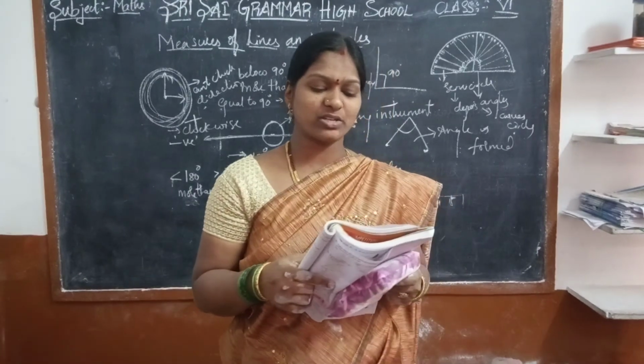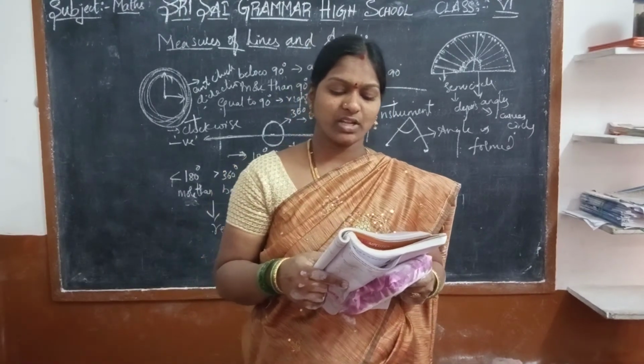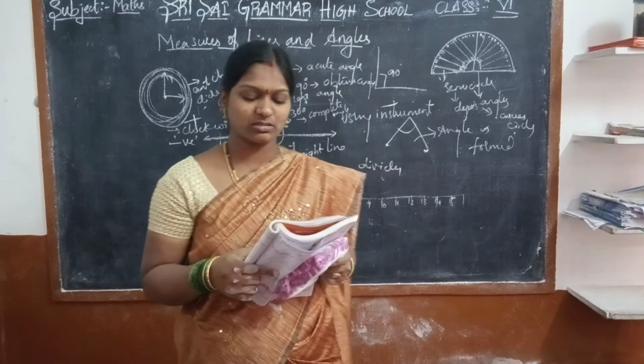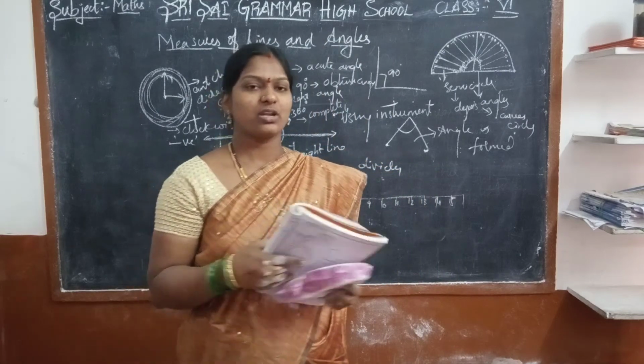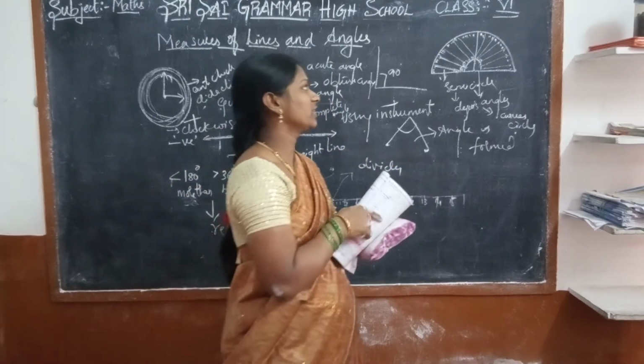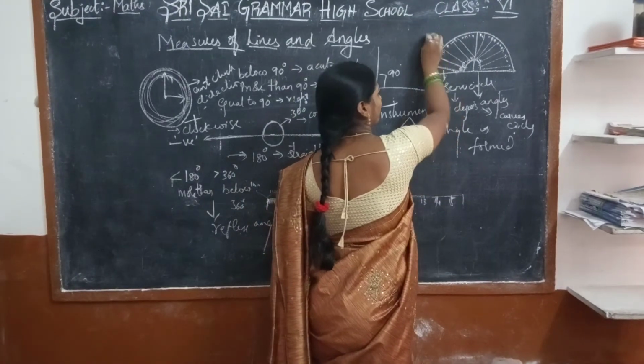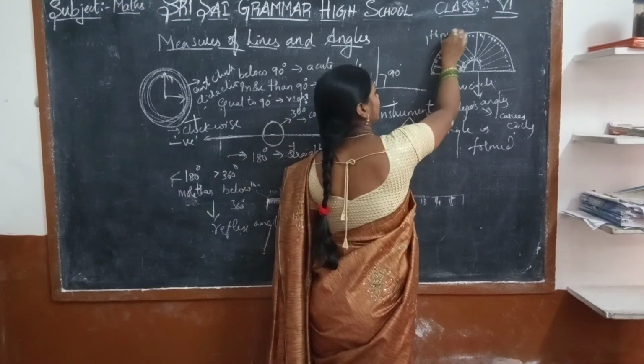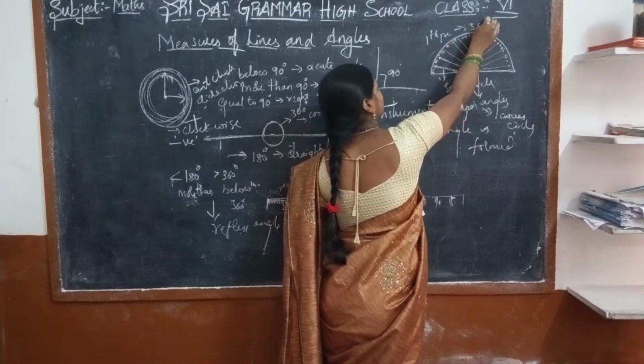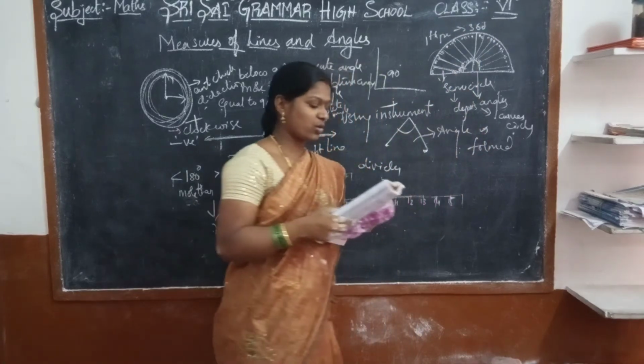The unit of measuring an angle is the degree. It is 1/360th part of one revolution. One degree is one part of the 360 degrees revolution.